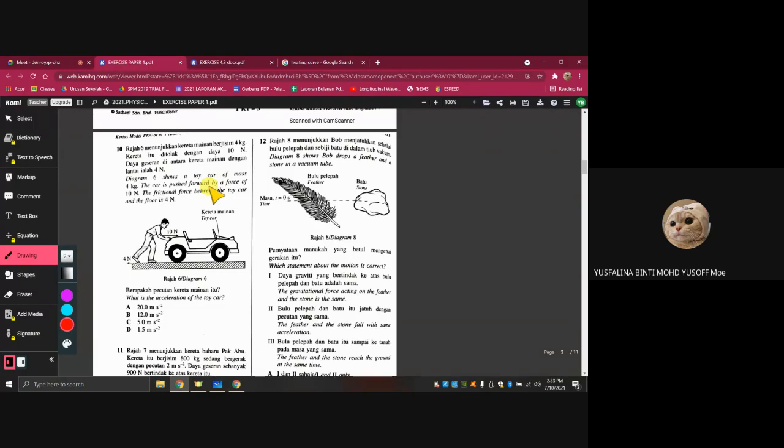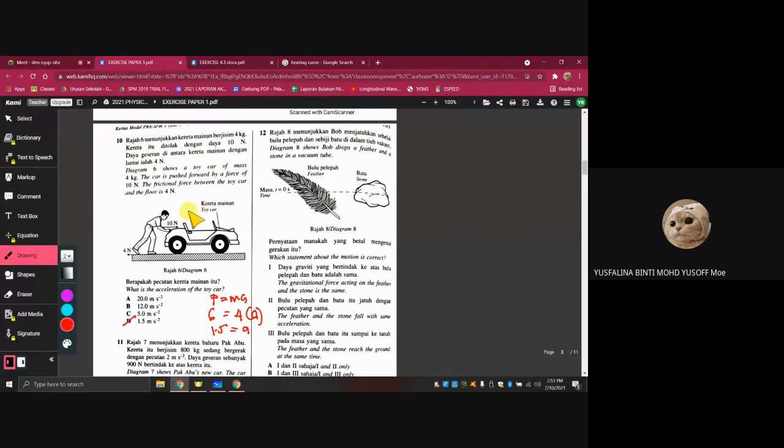So same like this one. If you push the object 20 Newton and then the frictional force is 10, you have to minus first. So 10 minus 4, then you will get the net force. 10 minus 4 is 6. So F is equal to ma. So 6, and then the mass of the car is 4 and the acceleration you need to find, you will get a is 1.5. So number 10 is D.